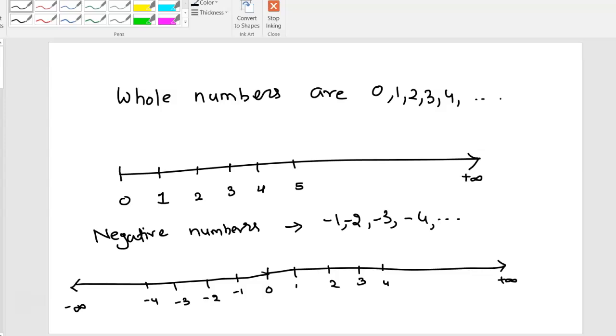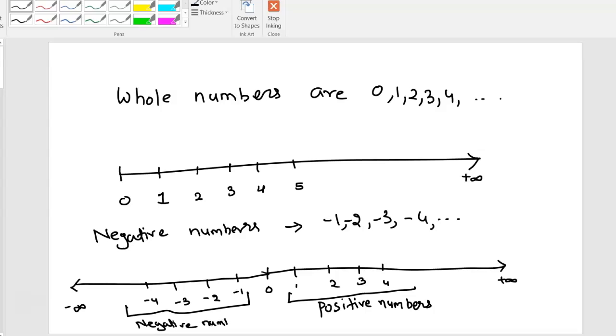So the whole numbers to the right of 0 are called positive numbers, and the whole numbers to the left of 0 are called negative numbers. Okay, so this is how you mark your positive numbers and negative numbers on the number line. And 0 is always in the middle. It is neither a positive nor a negative number.